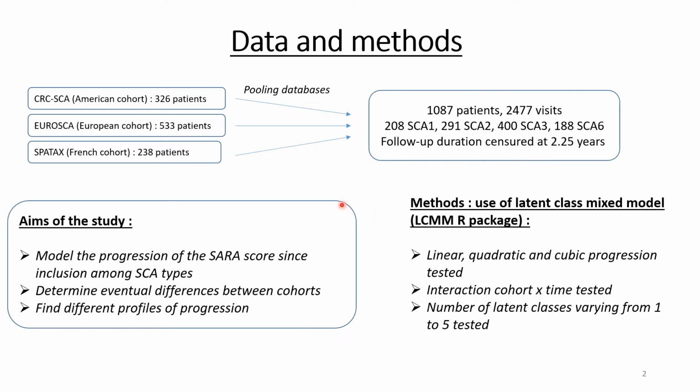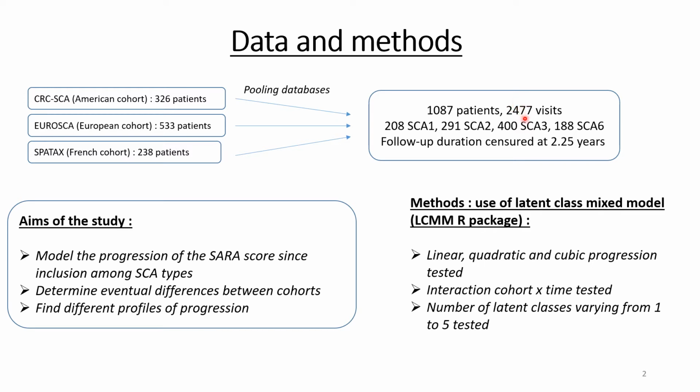So we used the data from 3 different cohorts: the CRC SCA cohort, which is an American cohort, EuroSCA, which is a European cohort, and SPATAC, which is a French cohort. So we pooled the 3 databases and we ended up with 1,087 patients and nearly 2,500 visits.